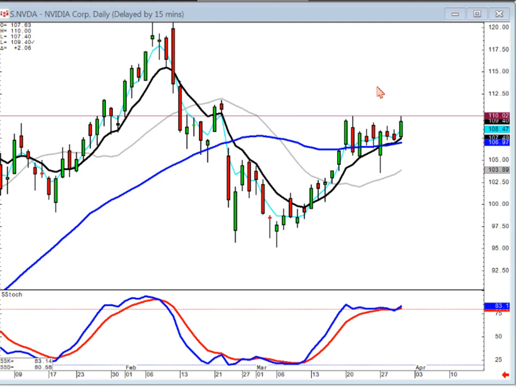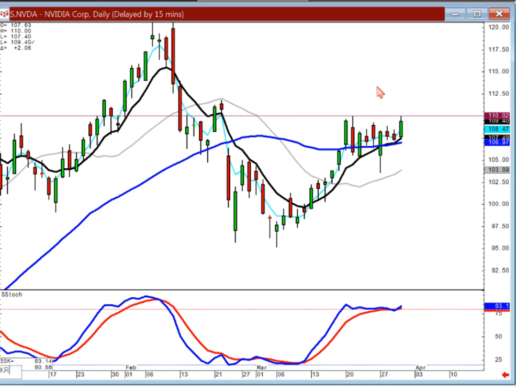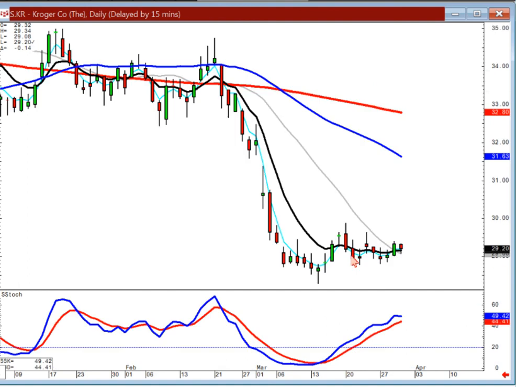Kroger's really not anything active to trade. I wouldn't be long or short this one. Kroger had a good run for a couple years. Now it's just kind of moving sideways. Even if it moves, the percentage move is extremely low.